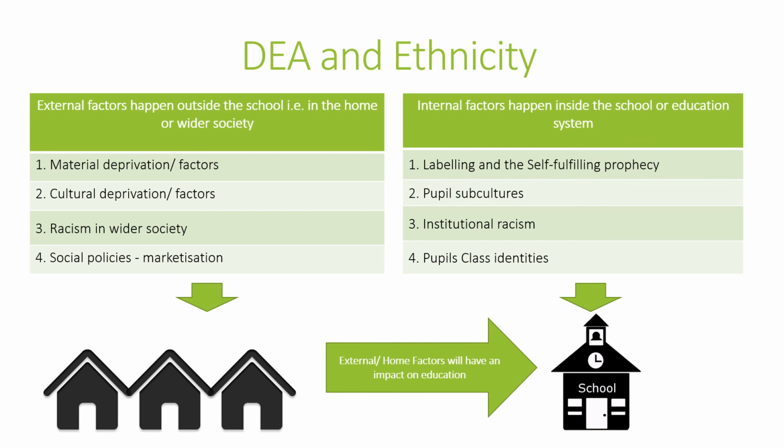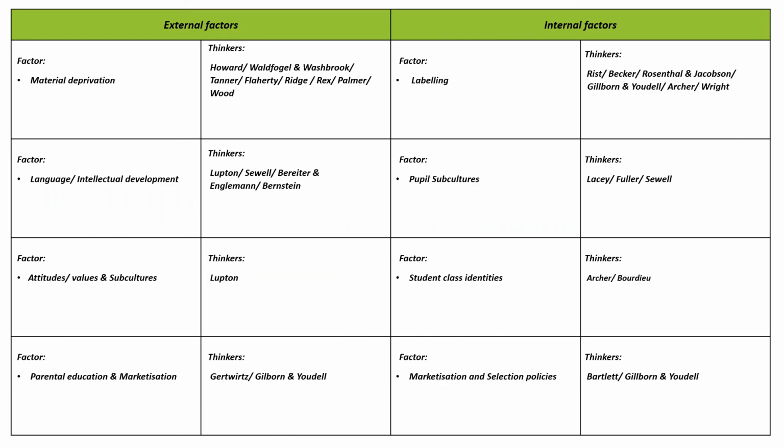The different areas would be institutional racism within education, and also pupils' class identity, so the students' self-identity being influenced by their ethnicity and class. Often these clash with the values within education, and that can cause barriers to learning. Again, as you can see here, just some of those key thinkers, indicating the external and the internal.